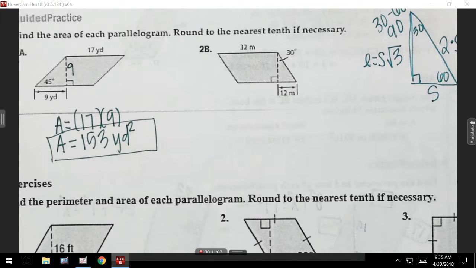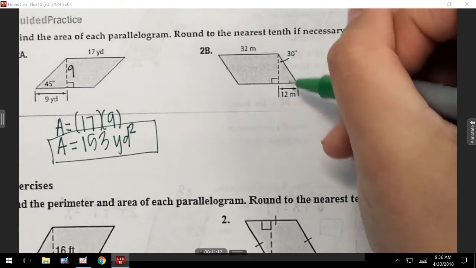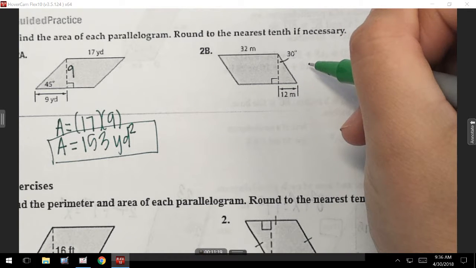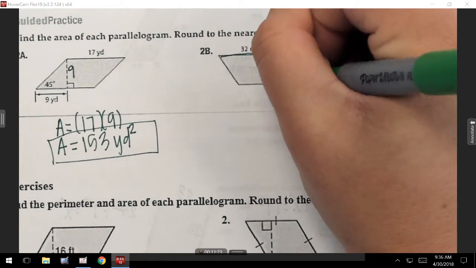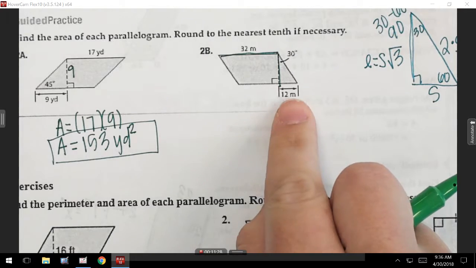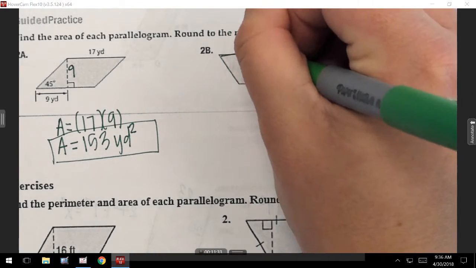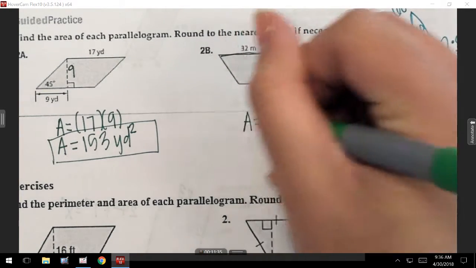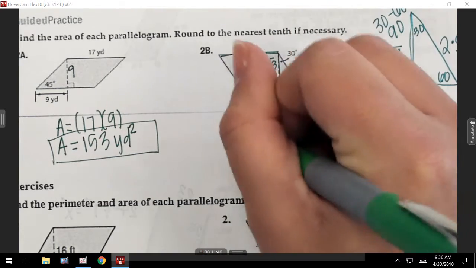Okay. 2b. What are you given in the small triangle? No, the small. You're given the small. Do I need the hypotenuse? I'm just finding area. I have the base, and I need the height. So I need the L. So if I have small, how do I find L? 12 root 3. So the area of this is going to be base, which is 32, times 12 square root of 3.